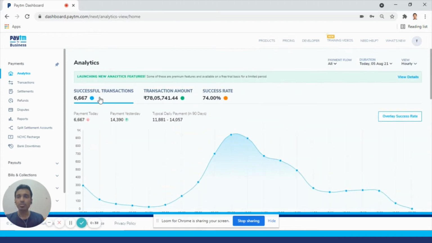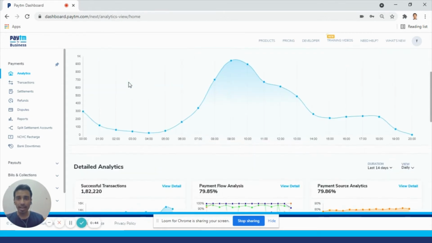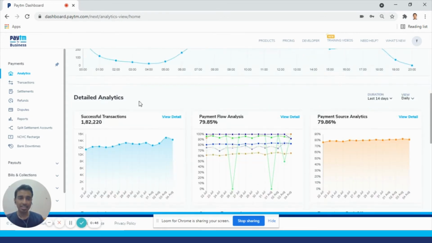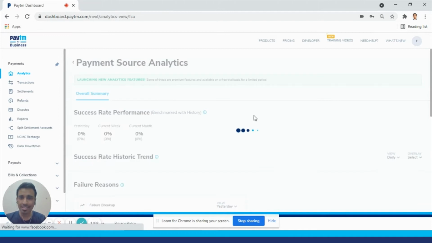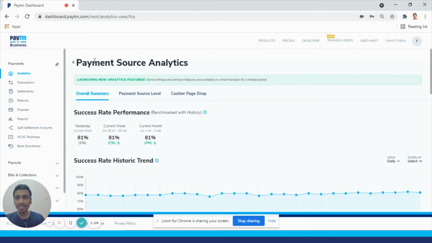You can find the Payment Source Analytics section in the UMP dashboard of Paytm in the Analytics page. If you go down in the Analytics page, in the Detailed Analytics section, you will find the Payment Source Analytics here. At the front view, you will see the success rate trend for the last 14 days. But if you want to see the detailed view of Payment Source Analytics, you need to go and click on the View Details section. Here I'm going to click on the View Details section. As you can see, the detailed Payment Source Analytics dashboard has just loaded up.